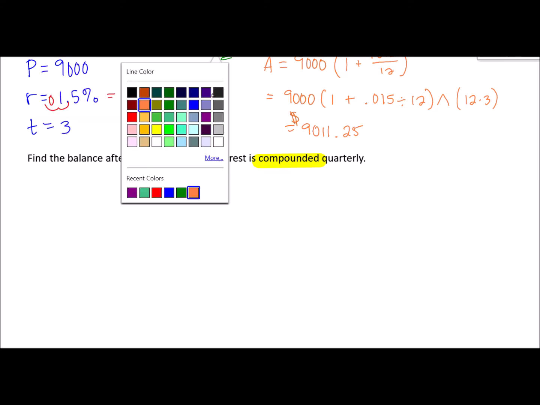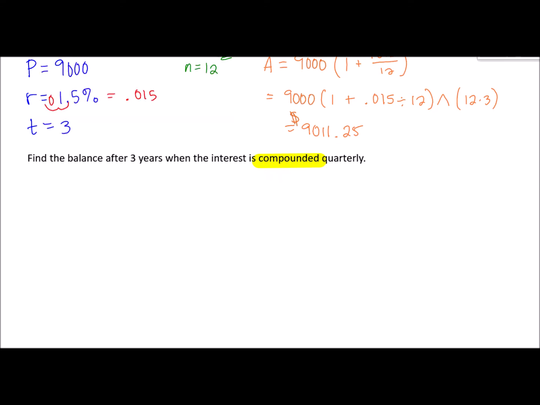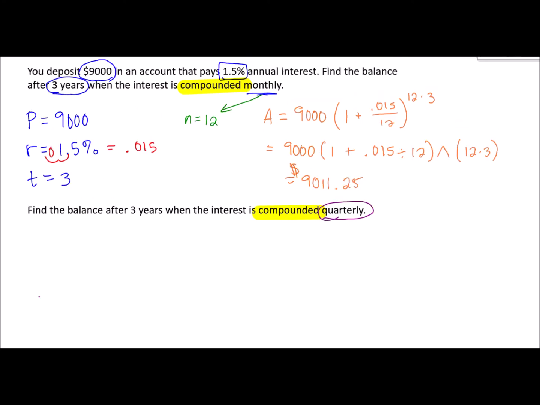So what do you think? Is that going to give him more or less? Compounded quarterly versus, go up, there it is, versus monthly versus quarterly. Everything else is the same. So I've still got this P, this R. T is still going to be 3. This time though, my N, quarterly, 4 quarters is how I remember that one, but you'll have the list, it doesn't matter.